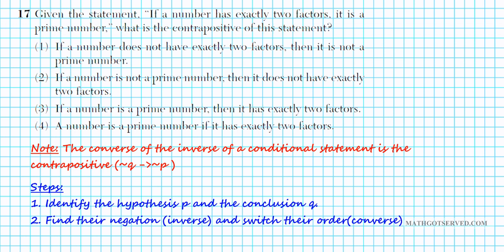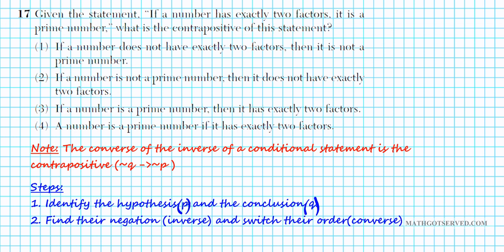All right, so the steps we're going to follow to solve this problem are as follows. Number 1, we're going to identify the hypothesis P and the conclusion Q of our conditional statement. After accomplishing that, we're going to find their negation. Not P implies not Q, which is known as the inverse. And then we'll find the converse of that by switching the order of the hypothesis and the conclusion. Basically, the negation of the conclusion implies the negation of the hypothesis. Okay, so that's what we're going to do.